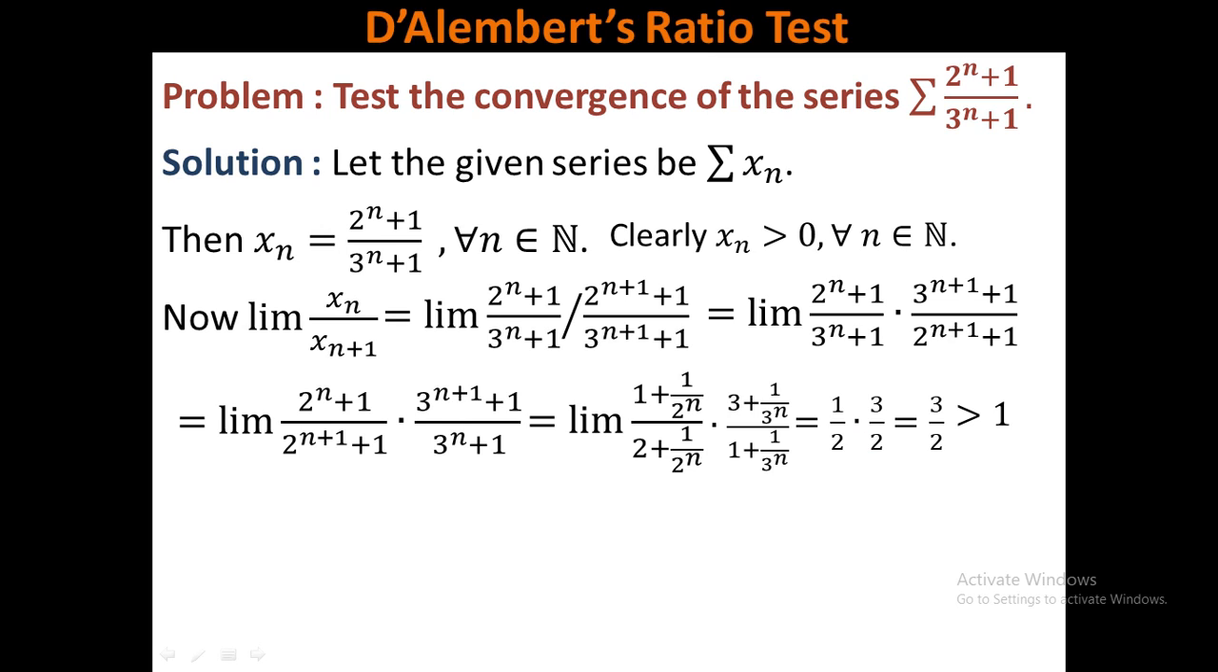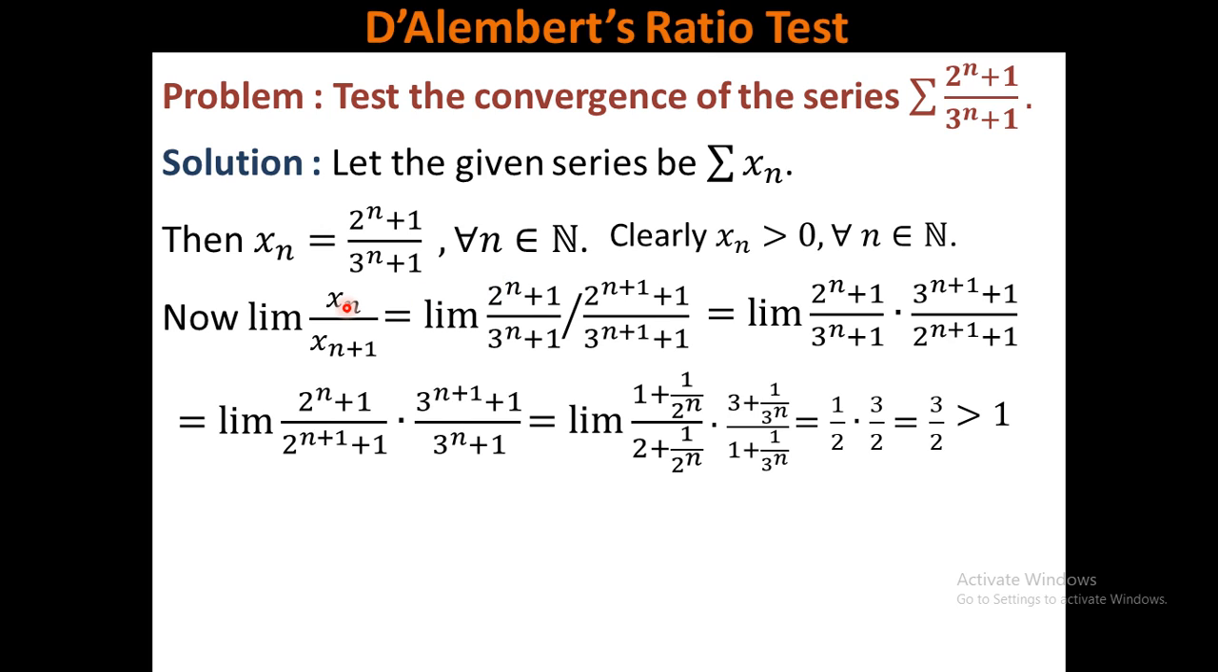Clearly it is greater than 1. So xn upon xn plus 1 is greater than 1, that means xn is greater than xn plus 1. It is my concept. You can remember the direct test and use the result.